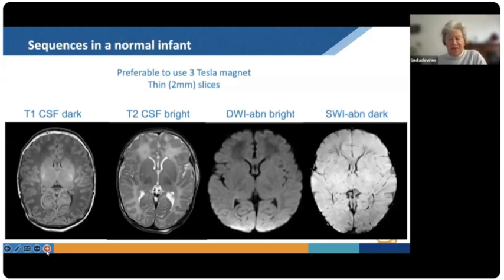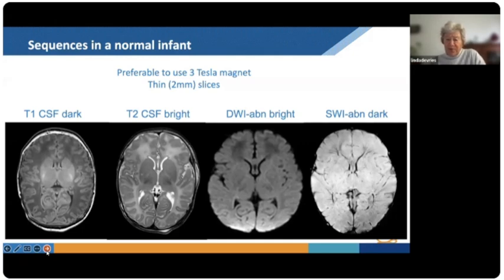And here we see these most common sequences that we are using. Nowadays, most of us are using a 3 Tesla magnet. In the past, this was a 1.5 magnet. And now some people are also using the Embrace, which is a low field 1 Tesla magnet, which can be installed in the unit or room adjacent to the NICU. And this is also now becoming quite popular.